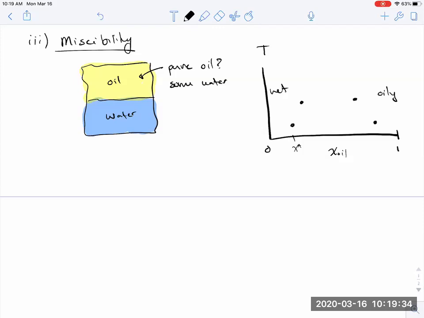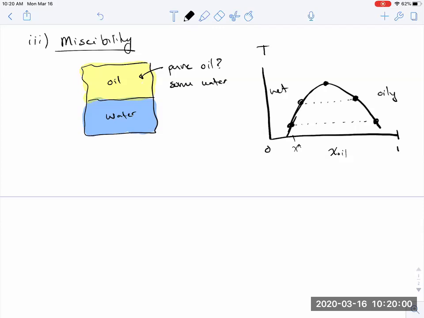So those mole fractions would get closer together. And very generically, if I go to high enough temperature, there'll be a region where water and oil are miscible in all ratios. So this should remind you a lot of the liquid vapor phase diagram we showed earlier.